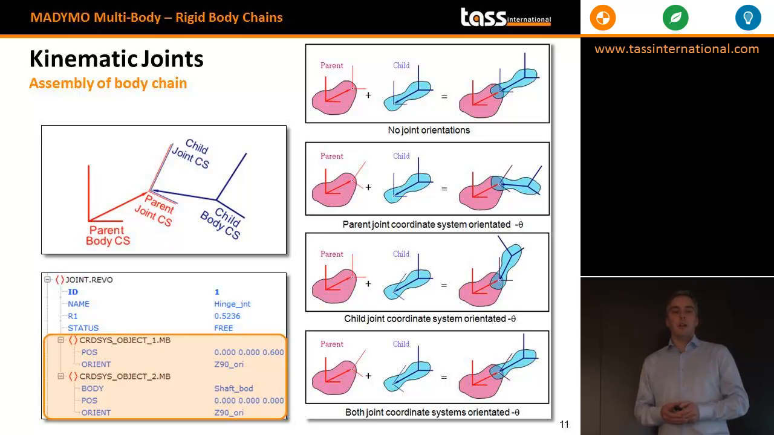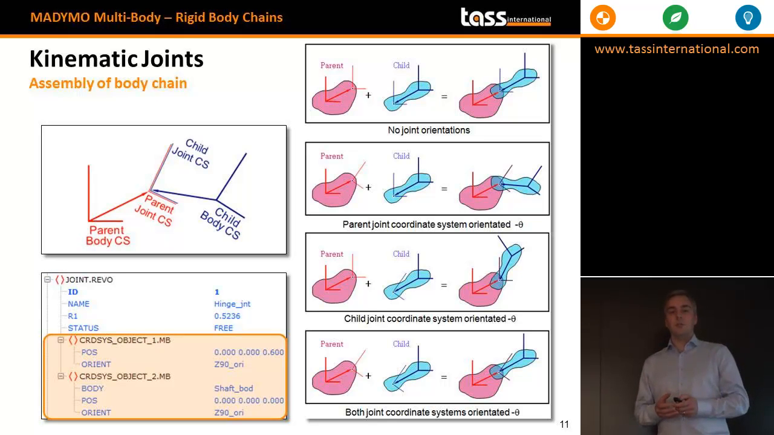With coordinate system object 2.mb, the location and the orientation of the child joint coordinate system is defined with respect to the child body coordinate system. This is shown on the left side of the slide, and on the right side you see a number of examples of how this can look, where in pink you see the parent body and in blue the child body, depending on the relative orientations that you give to the parent joint and the child joint with respect to their bodies.